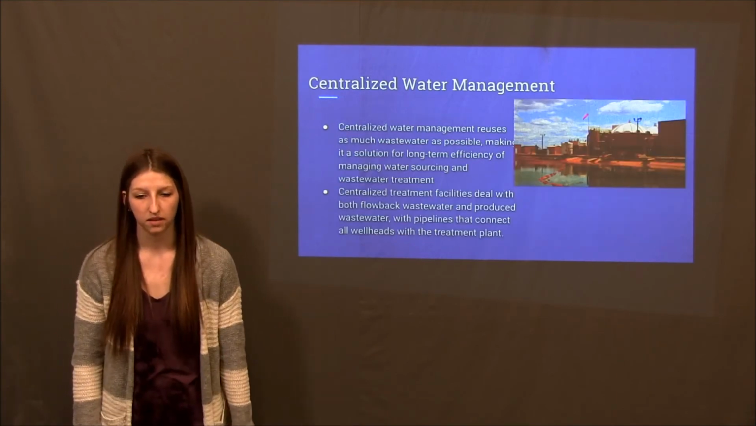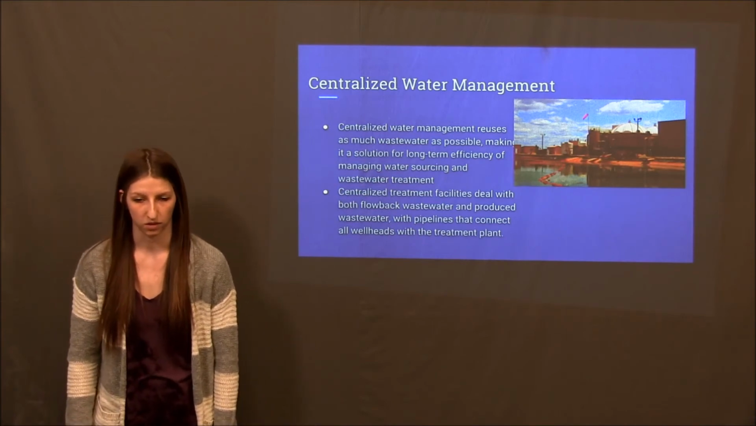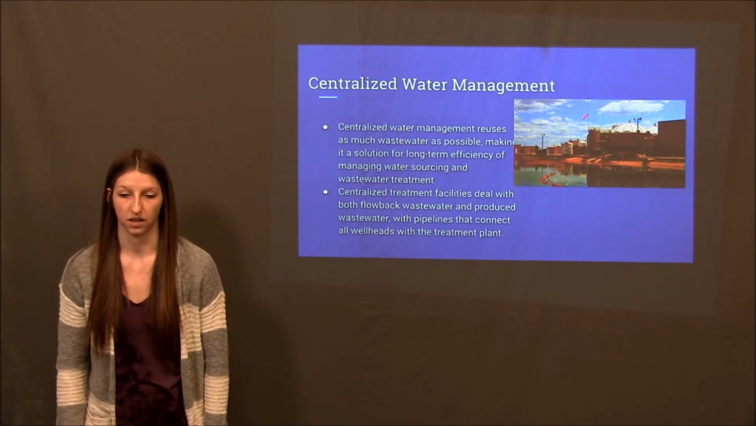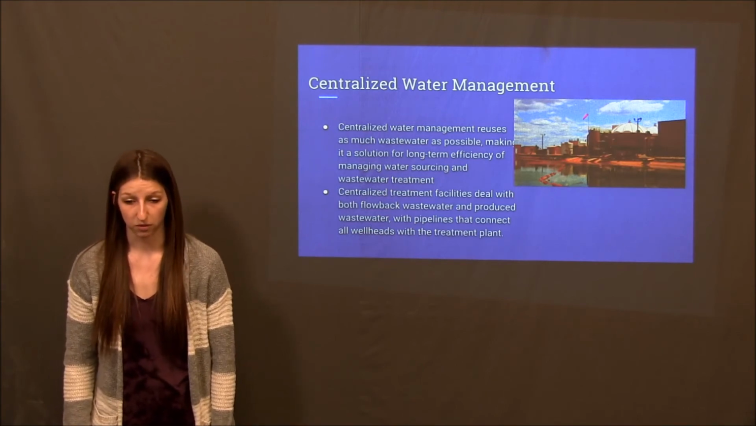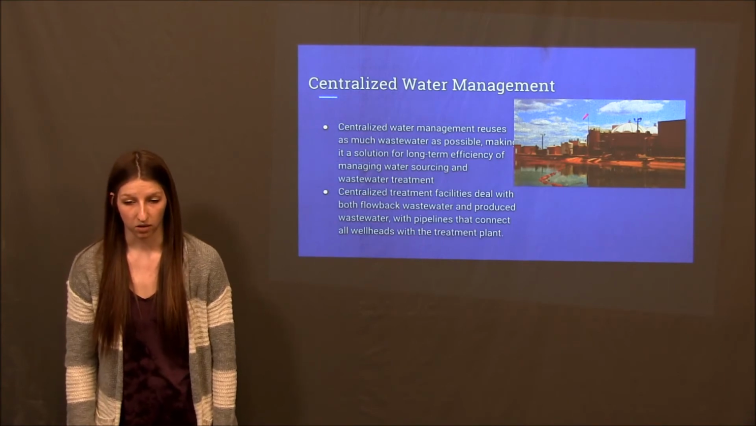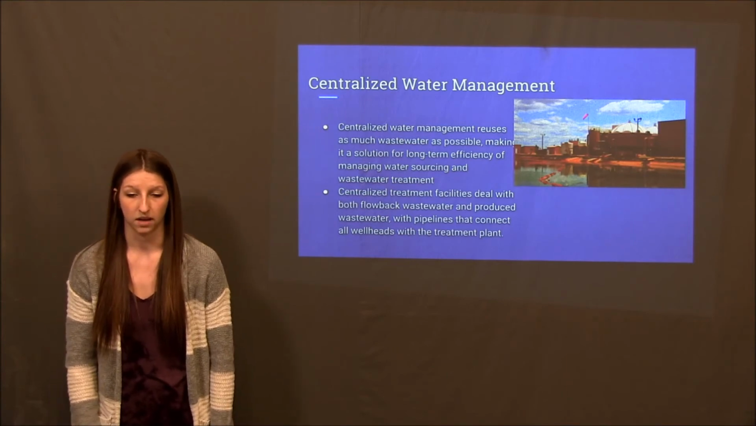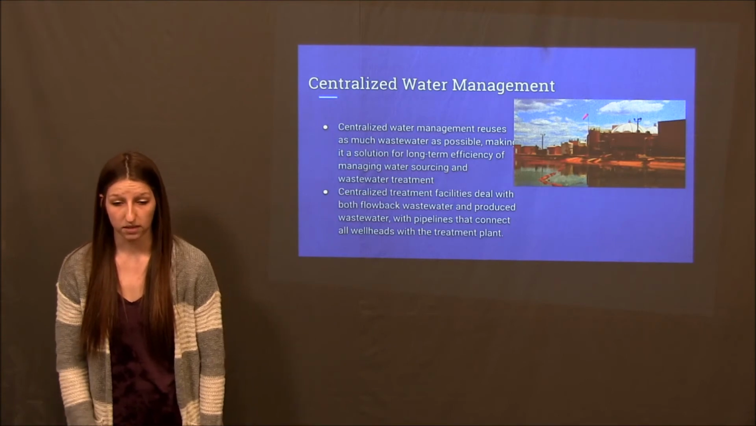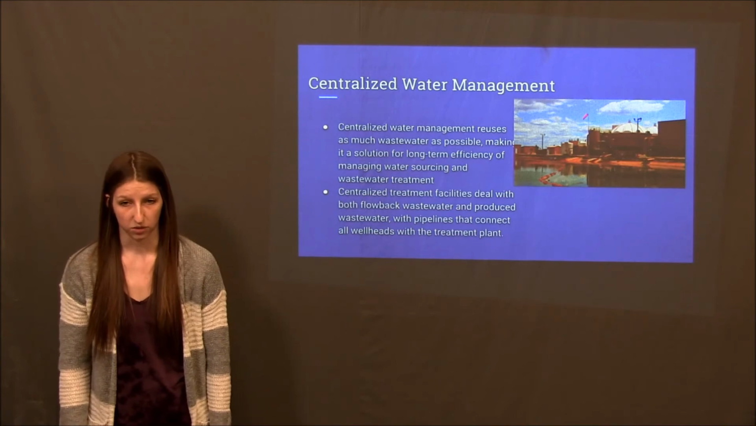The next method to treat the water is centralized water management. This reuses as much of the wastewater as possible, which makes it a solution for long-term efficiency of managing water sourcing and wastewater treatment. The centralized treatment facilities deal with both the flowback wastewater and the produced wastewater, and it has pipelines that connect all of the wellheads with the treatment plant. The wastewater going into the plant is recognized as being from a specific well. The water is then given a purpose and it's processed for the specific purpose and then sent to the targeted well site that it was treated for.